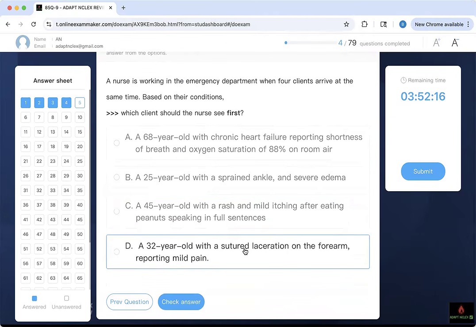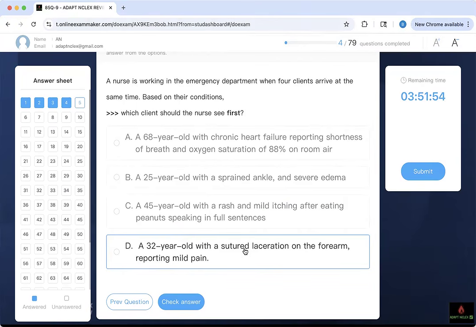Make this count. Number 5. This one is a little bit difficult, but it's not. You just have to pick the question and the answer choices apart, and you figure it out. Which client should the nurse see first? The nurse is working in the emergency department when 4 clients arrive at the same time. Triage nursing. Based on this, who do you see?